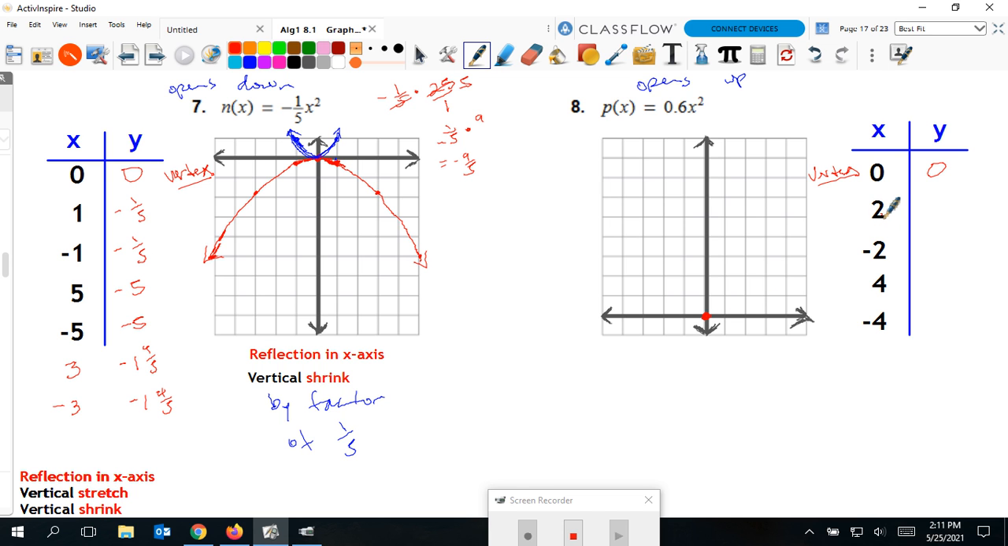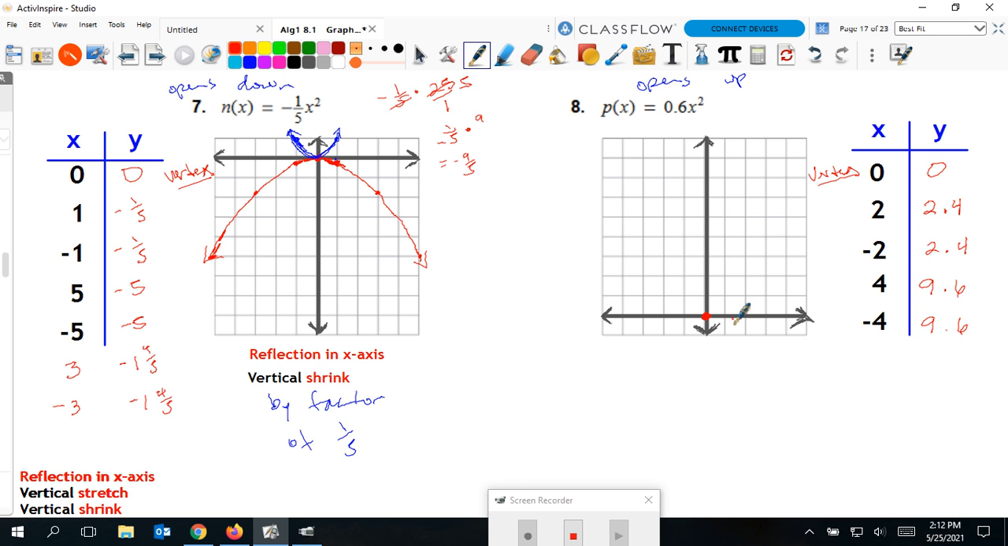So if I plug in 2, 2 squared is going to give me 4, and then 4 times 0.6. So 4 times 0.6, just 4 times 6 is 24, so with a decimal it's 2.4. And it's going to be 2.4 also when we put negative 2 in. When you plug in 4, 4 squared is 16, and then 16 times 6 is 96. With one decimal place, it's 9.6. So 9.6 there.